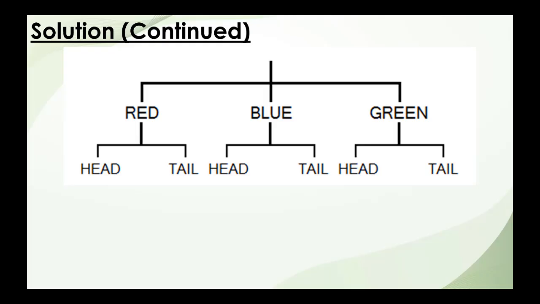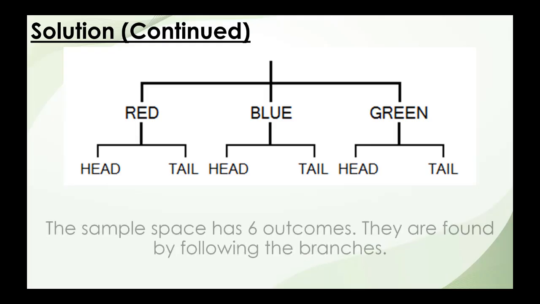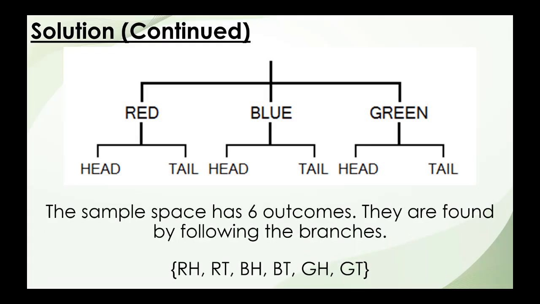So if we start at the top and we move left, we could go to red for the marble, and if we keep going left, we can get to heads for the coin. But we could have gone red and then gone to tails. Or we could have gone blue and then to heads. Or blue and then to tails. Or green and then to heads, green and then to tails. So getting to the end of this diagram gets you all the different possible outcomes. We write that in these curly brackets like so.